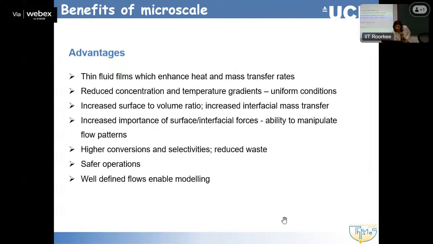Let me see. What are the benefits? This was the history of these microscale applications, let's say. What are the benefits, though? I think if people have been working in this area, I should try to make this a bit more interactive. What do you think are the benefits? Why do we want to do operations or processes in small scales? I have some here, but why did you decide to work with these small scales?